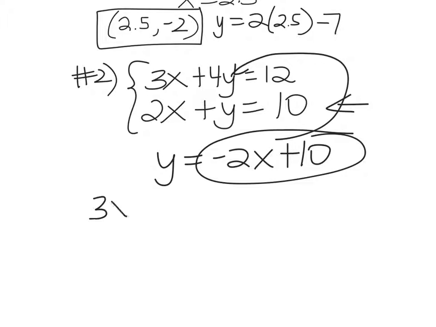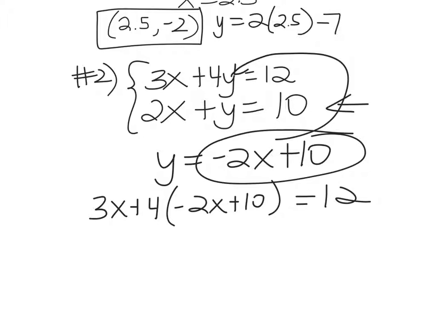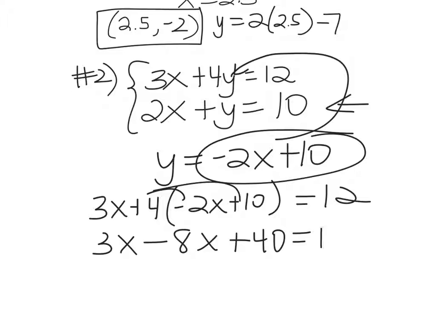Okay, here we go. This one's a little bit tougher because the answers do not come out so nicely. But we would rather solve it by substitution than graph this one for sure, because we would never be able to find those answers graphically. All right, so let's go ahead and distribute the 4. So I get a negative 8x plus 40 equals 12.